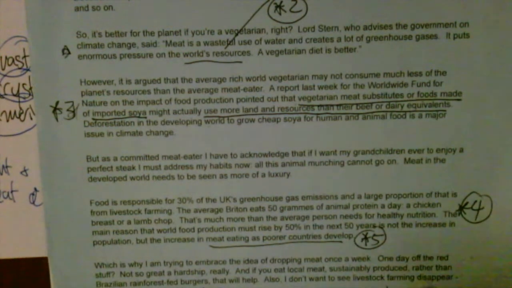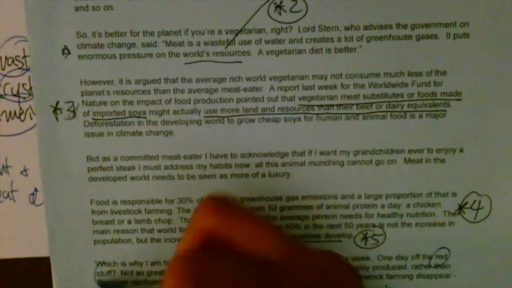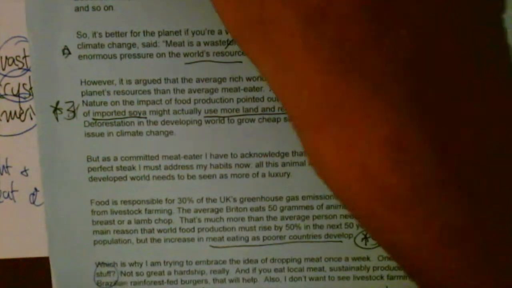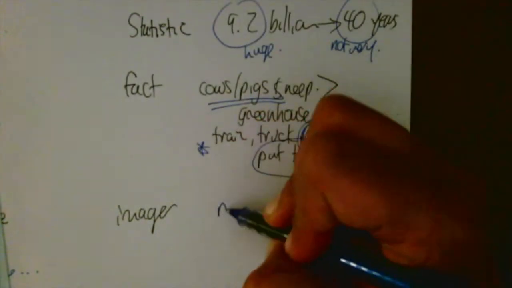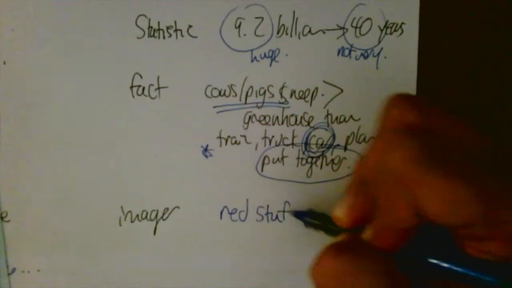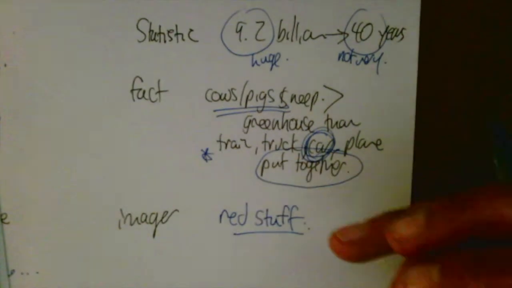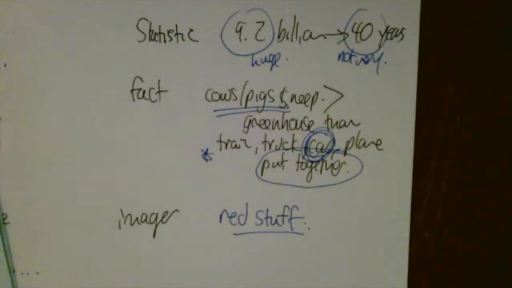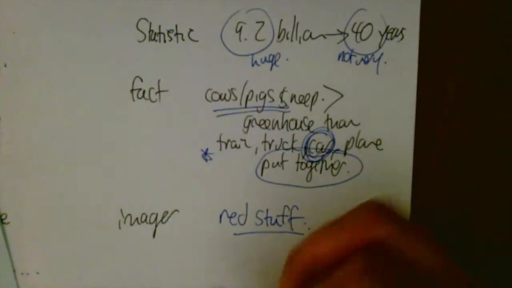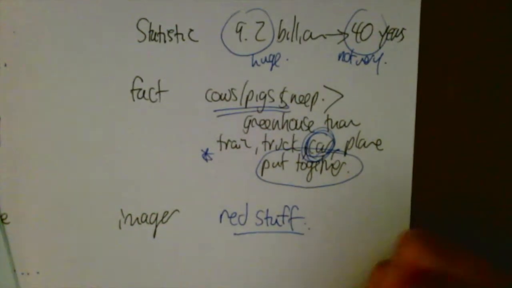You know what I'm going to go for is the image of the red stuff. 1 day off the red stuff. The image of meat. I don't know if that's very convincing, but I'm going to go for red stuff for the image. Contrast. The contrast is between meat and vegetarian diet, I think.